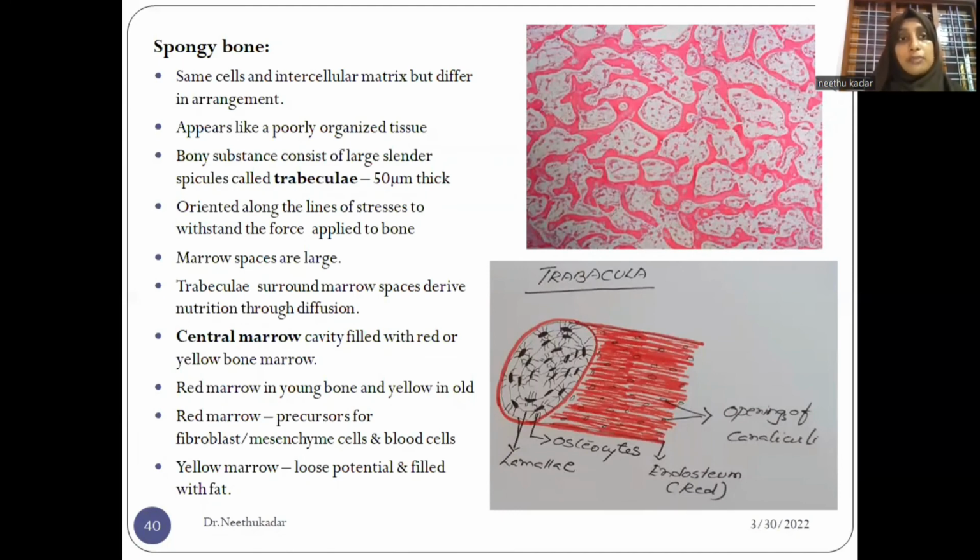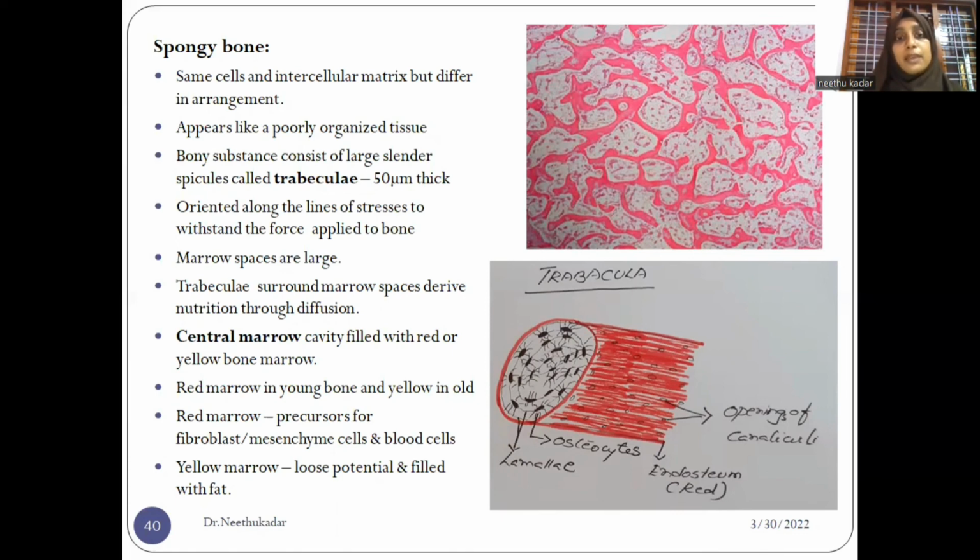Next one is spongy bone. Spongy bones have the same cells and intercellular matrix but differ in arrangement. They appear to be like poorly organized tissue. The bony substance consists of large, slender spicules called trabeculae. Orientation of trabeculae is along the line of stresses to withstand the force applied to the bone. The marrow spaces are large. If the marrow spaces are large, they form the medullary cavity, whereas small areas are called marrow spaces.